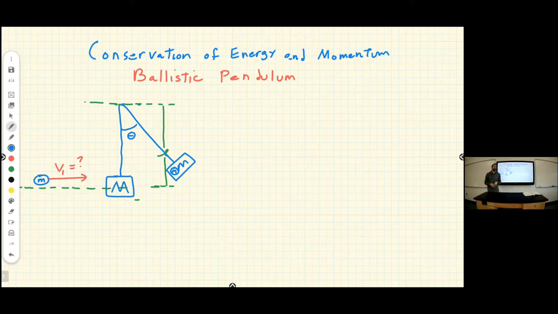So we have two things going on here. We have a collision, so we know that momentum will be conserved in the collision. And we also have a situation where the object starts at one elevation and ends up at a different elevation. So it's going to change its potential energy. As it does that, it's going to slow down. So we're going to apply conservation of energy to that idea as well.